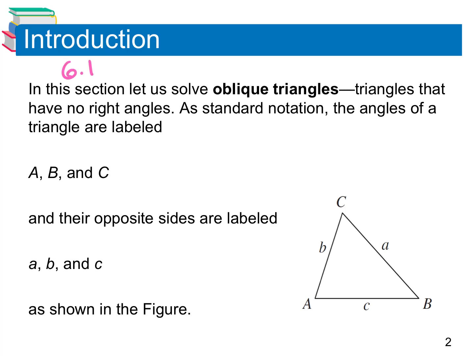One, we're going to talk about oblique triangles. So our oblique triangles are triangles that have no right angles. Before, we were dealing with right triangles, we used SOHCAHTOA or the Pythagorean theorem to solve them. You can't do that when it's not a right triangle. So we're going to talk about different strategies on how to solve oblique triangles, so non-right triangles.